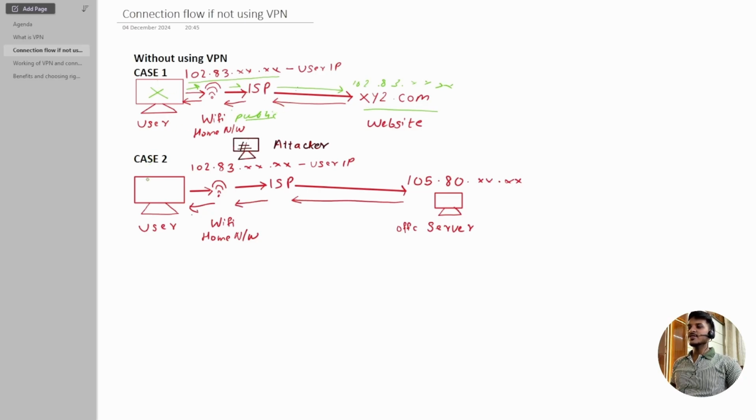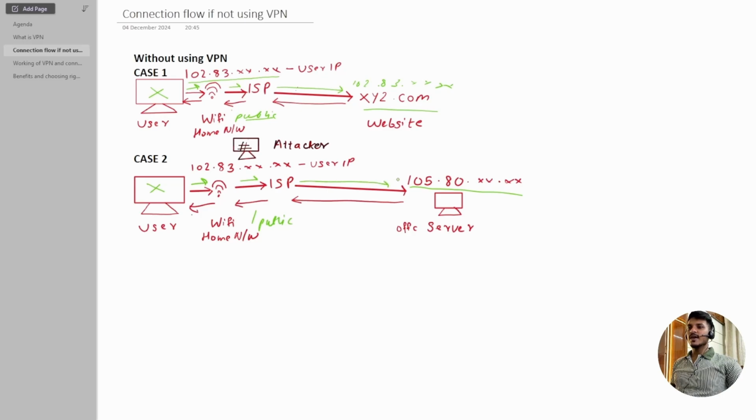In case 2, again this user is not connected to any VPN, and the user wants to access a server by its public IP. That server can be their office server or their company's server. The user is again connected to a home Wi-Fi, or maybe a public Wi-Fi. The connection will flow again with some public IP, from the user system to Wi-Fi, and from Wi-Fi to the ISP.